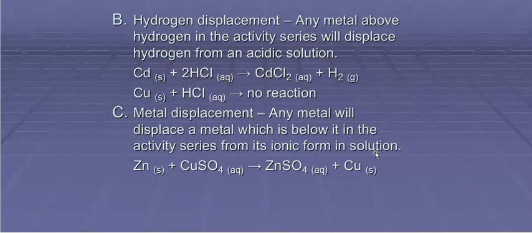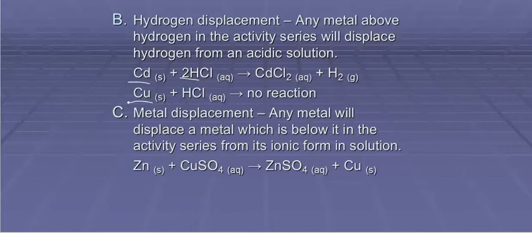So the different types of single replacement. Hydrogen displacement. Any metal above hydrogen will replace hydrogen. So if you go back to the activity series, cadmium is more active than hydrogen, so it will switch with hydrogen and we get cadmium chloride and hydrogen gas. Copper, however, is below hydrogen, so since copper is less active, no reaction happens. With single replacement, it is possible to get no reaction.